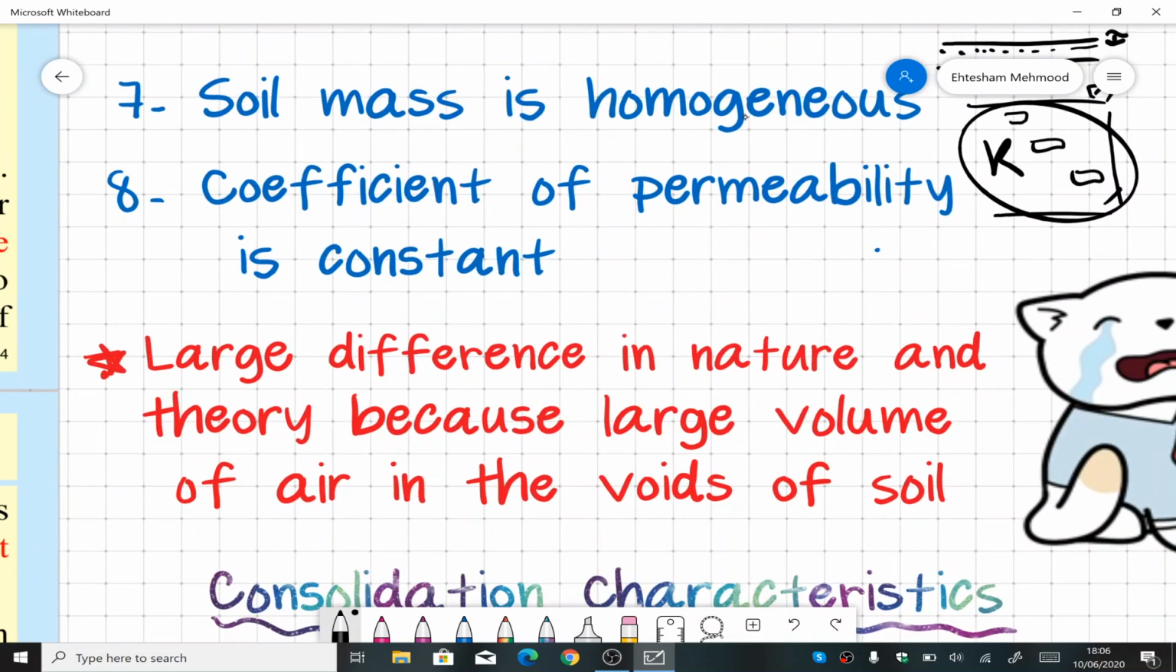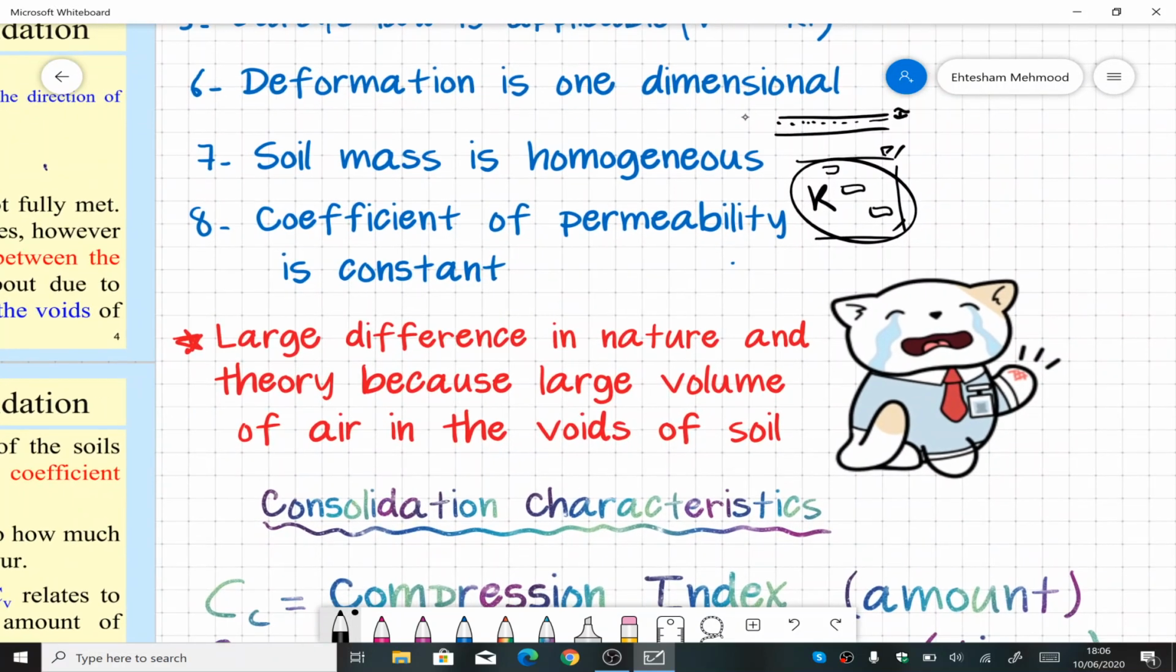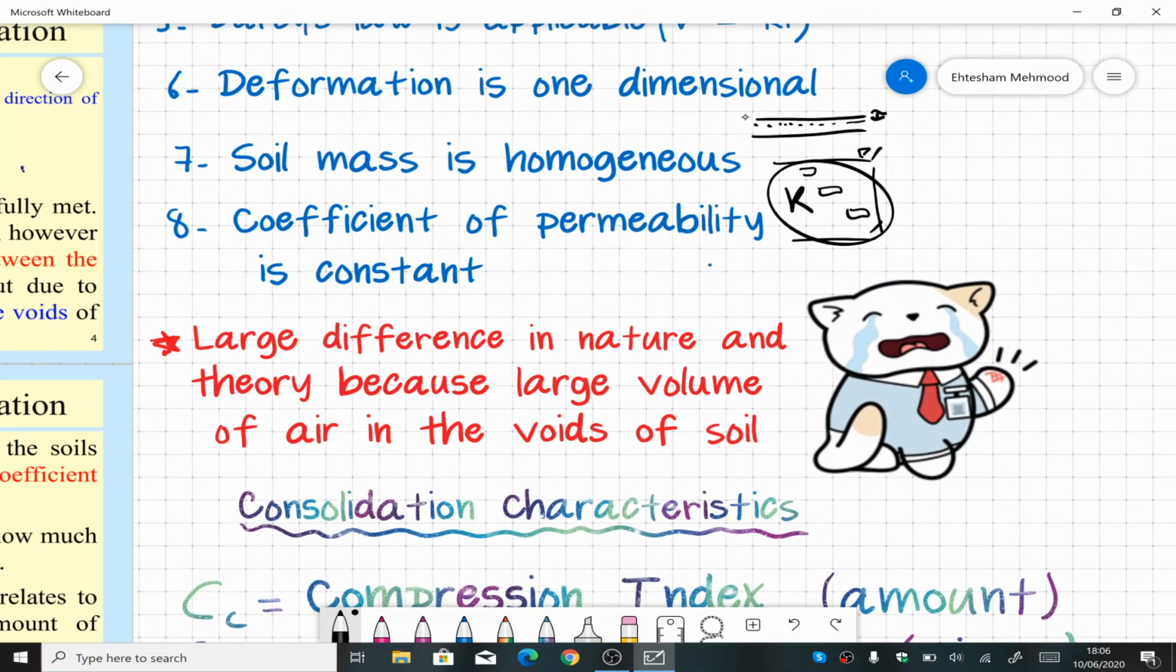Now the problem is that large differences between nature and theory occur in real life because a large volume of air in the voids of the soils is present in real life. So the basic assumption is that soil is saturated. In real life we don't have saturated soil, we also have a third phase, that is the air in the voids of the soil. That's why we have differences in the predicted settlement and real life settlement, but still it is used in the field even nowadays, and for many years it's happening.